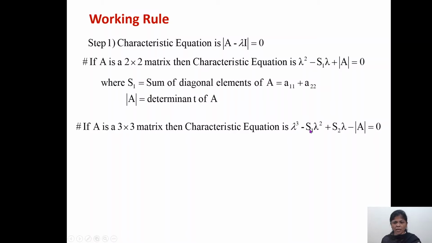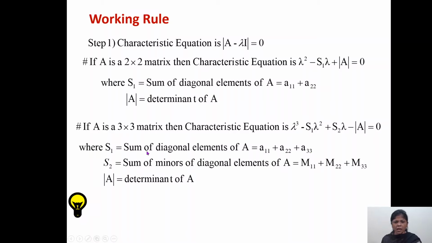Now in this case, S1 will again be the sum of diagonal elements of A, which is A11 plus A22 plus A33, and S2 is the sum of minors of diagonal elements of A, which we denote by M11 plus M22 plus M33. In our previous video lecture, you can go through how to find the minors of the diagonal elements, and obviously this is the determinant of A.